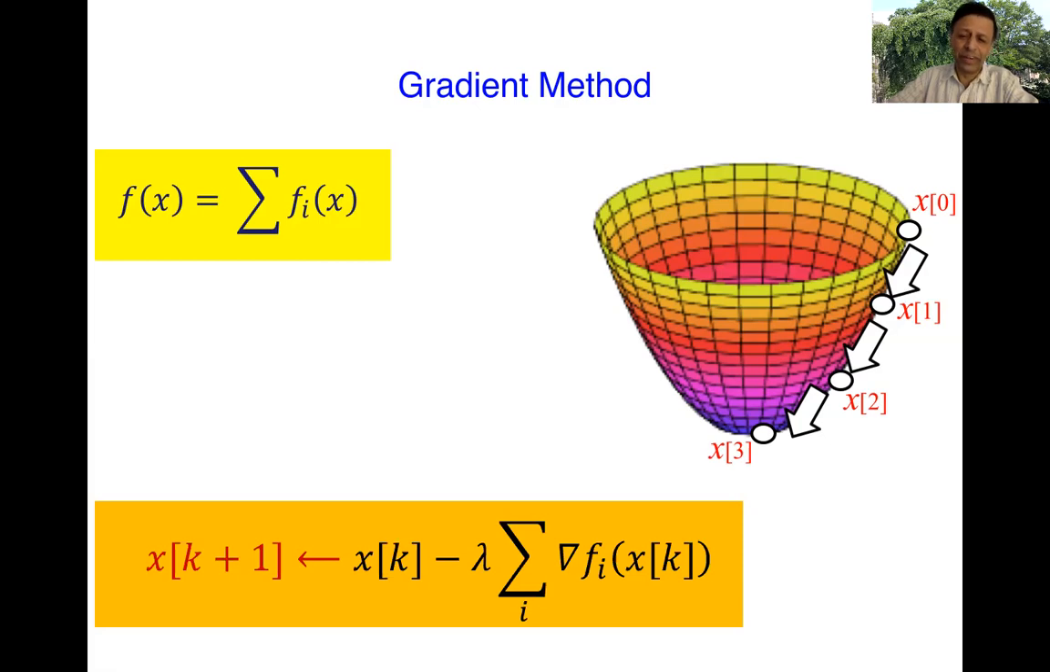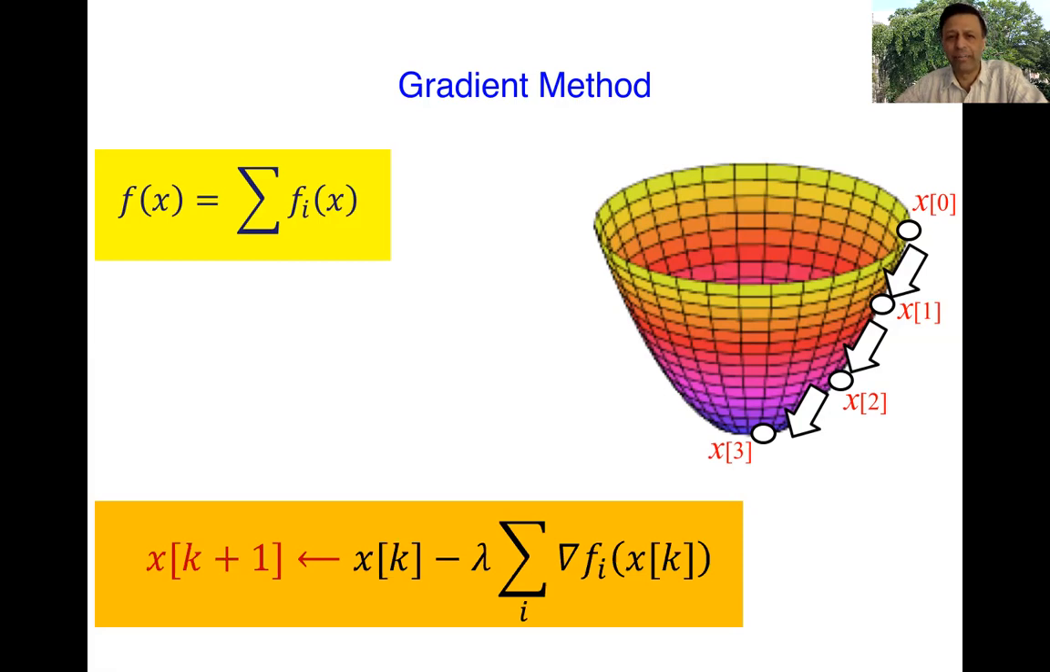Initially, we know x0. Then xk plus 1, the next value of the estimate x, is computed as xk minus the gradient of the global cost function multiplied by, in this case, lambda. That's often called the step size. Lambda might depend on k. In this equation, it doesn't, but in general, it can.